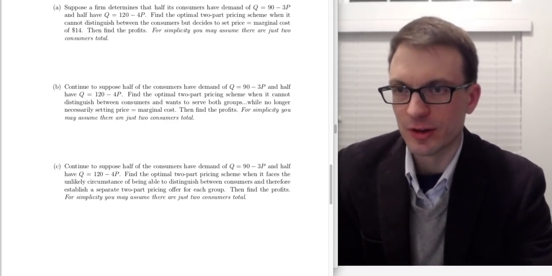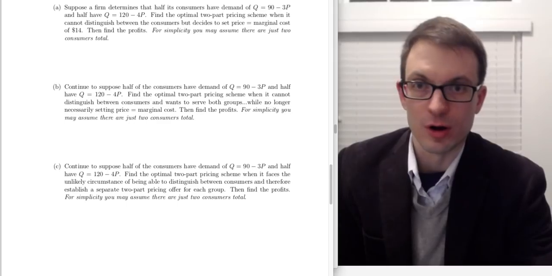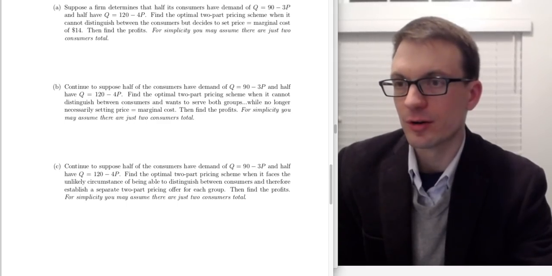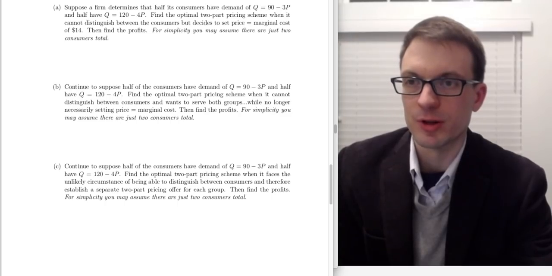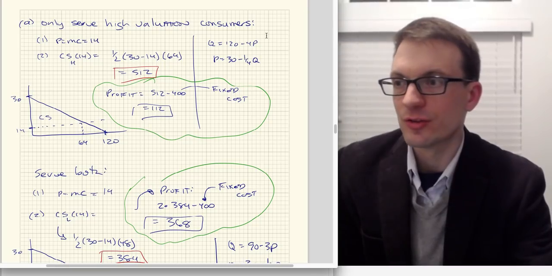Okay, so now let's take a look at the problem. I'm going to go back up to part A. Again, this is where we're making the decision: do we want to serve all at the low tariff price, the tariff coming from our low demanders' consumer surplus when price is equal to marginal cost, or do we want to serve only our high demanders?